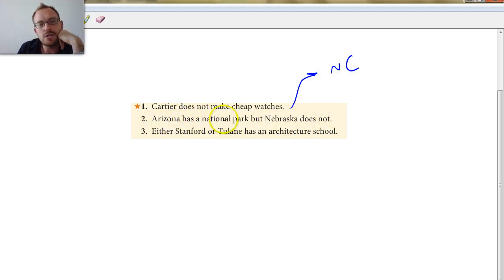What about, Arizona has a national park, but Nebraska does not. How do I translate this sort of thing? Well, here's where you need to step back and say, well, what's the meaning? What's the takeaway? The takeaway is that Arizona has a national park and Nebraska doesn't. That's what that "but" really means. And so we're going to translate it like that. We're going to say A and, right? This stands for Arizona has a national park, and not N. Nebraska does not have a national park, and that's how that one gets symbolized.